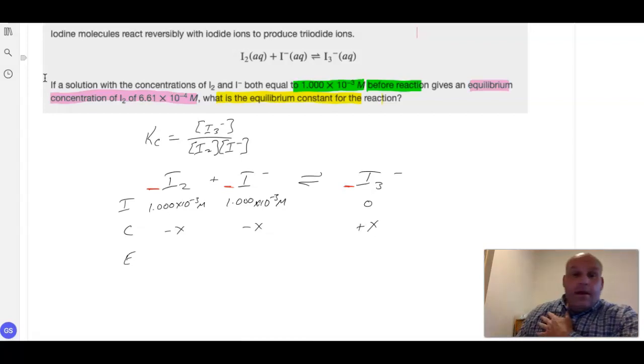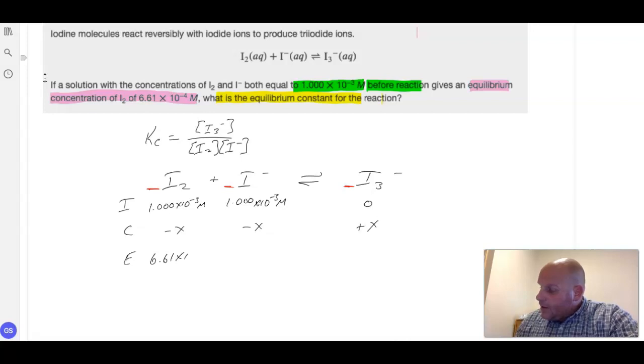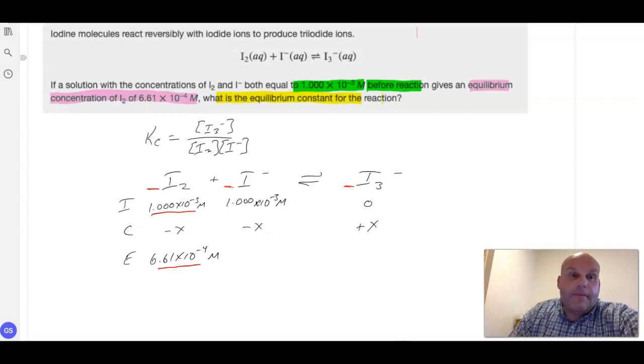Now, as I look back at the problem, they actually give me the equilibrium concentration of I2. So that's very helpful and makes this problem on the easy side. So I can put in here my concentration of I2. And because I have the initial and the equilibrium for one entire species, that means I can then quickly calculate what this change value would be, what these x values will be.